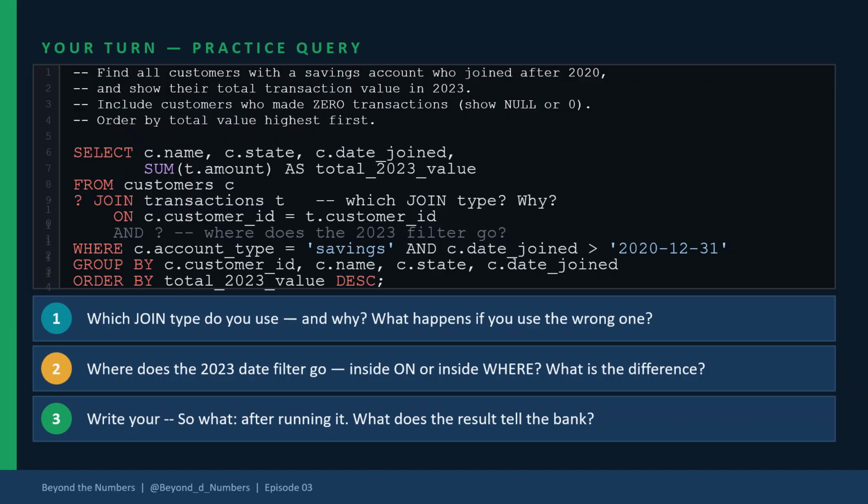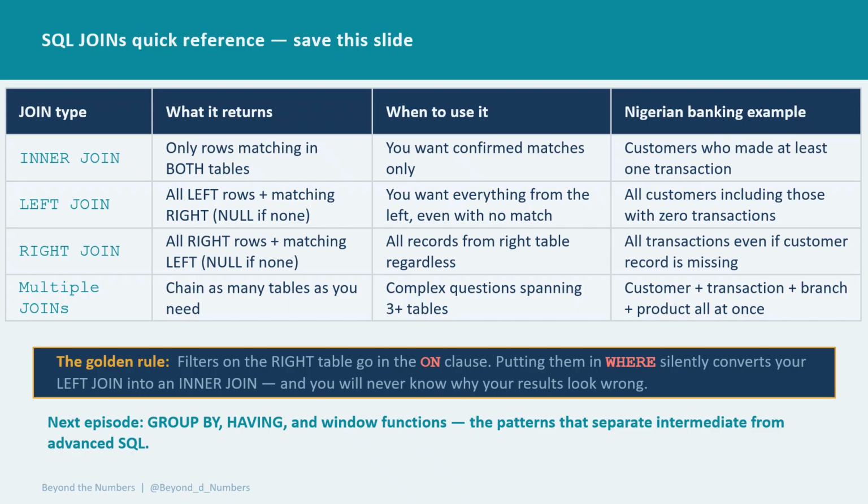Then we're rounding up. So, your joins quick reference. I want you to note this particular slide. You can screenshot it and just keep it handy. Everything we have covered today is in this table. The inner join: matching only rows from both tables, use when you want confirmed matches only. The left join: all rows from the left, null where no match on the right. Use it when you want everything from the left, including records with no match.